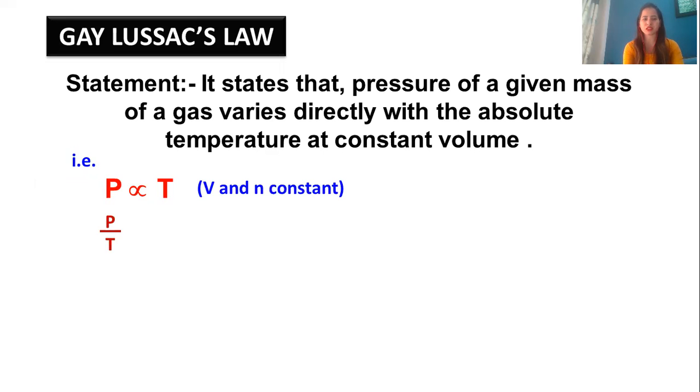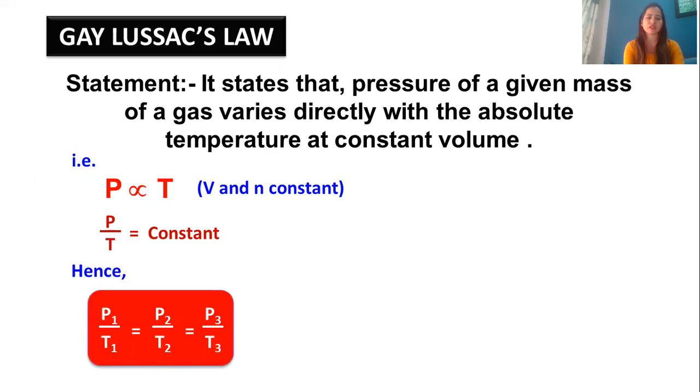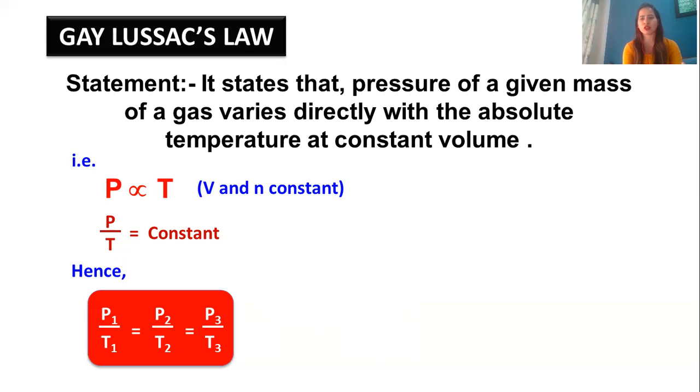We can write it as P is equal to K into T. That will be P upon T is equal to K. As you can see, K is nothing but my proportionality constant. So hence, from this what you get is P1 upon T1 is equal to P2 upon T2 is equal to P3 upon T3. So if you have a question in exam for Gay-Lussac's law, what you need to do, you need to write down the statement that will carry 1 mark, and the explanation will carry 1 mark. So we can have this question for maximum 2 marks.